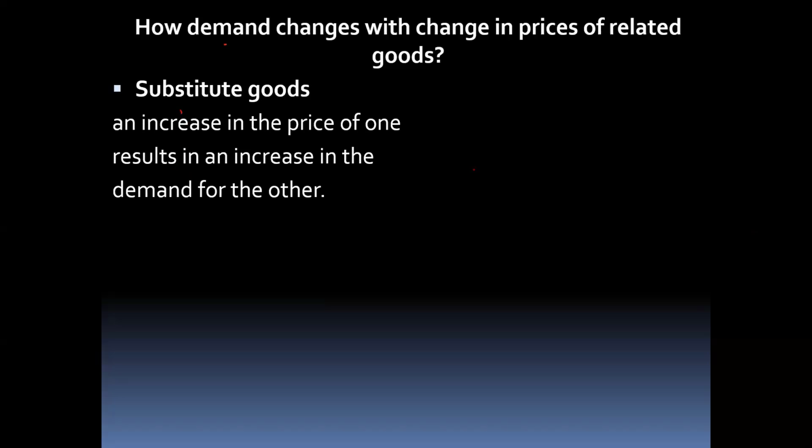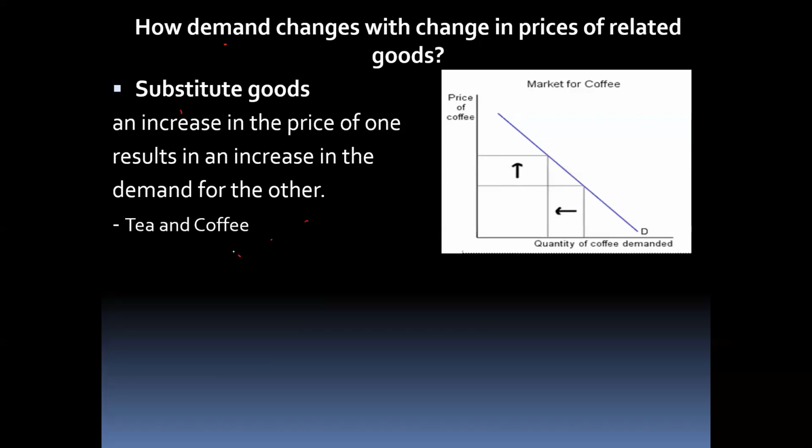So let's discuss this point. For a substitute good, an increase in price of one results in increase in demand for other. For example, tea and coffee. If you are comparing tea and coffee, both are substitutes to each other. So if one of them is expensive, then demand for other will increase. So for example, we will draw the demand curve of coffee.